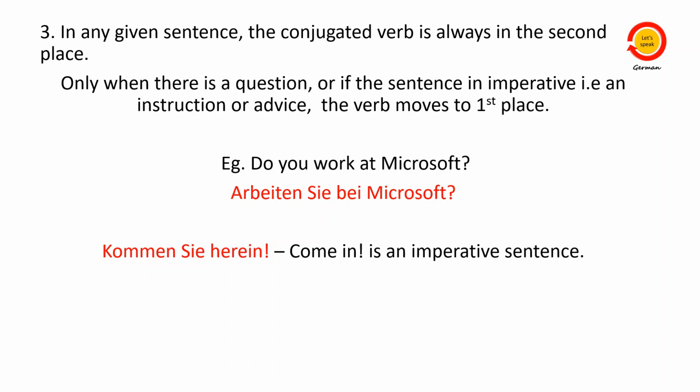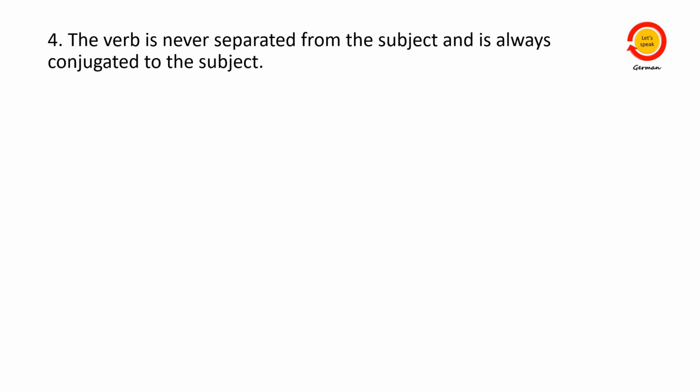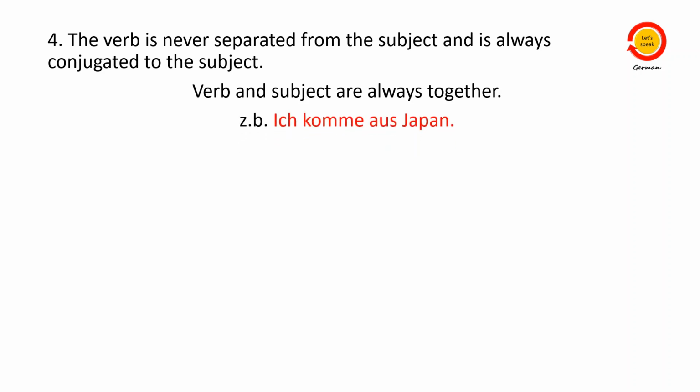Fourth and the final rule. The verb is never separated from the subject and is always conjugated to the subject. In simple terms, verb and subject are always together. Zum Beispiel, ich komme aus Japan. Komme is the verb which is in the second place and the subject ich is in the first place. So it is in the subject verb object form.